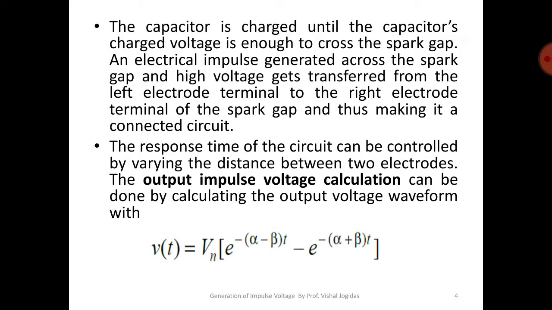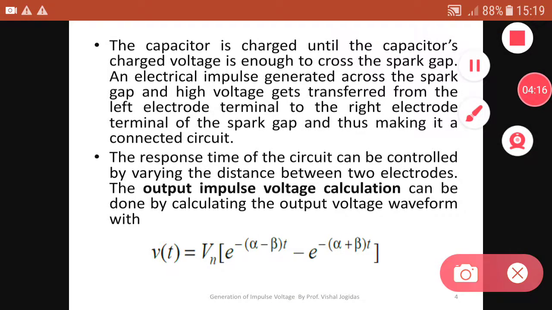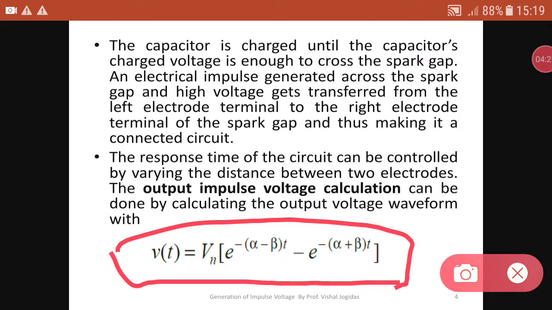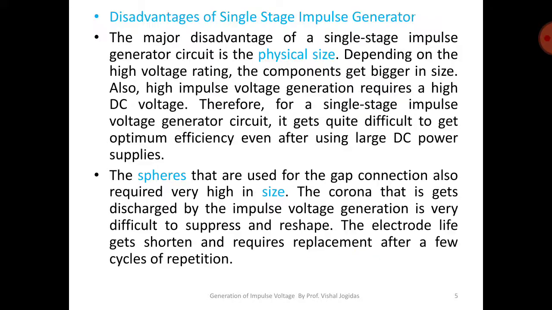The output impulse voltage can be calculated by calculating the output voltage waveform with this equation. Alpha and beta are the variables.